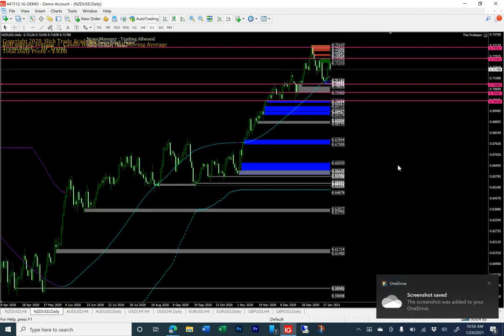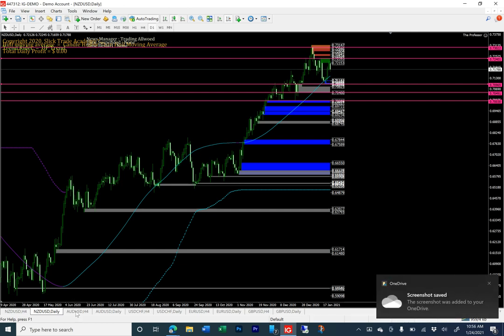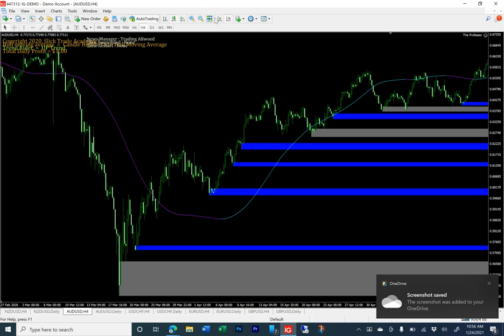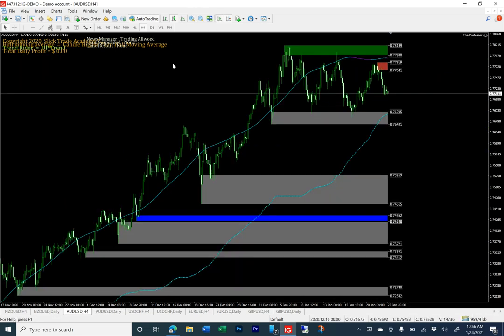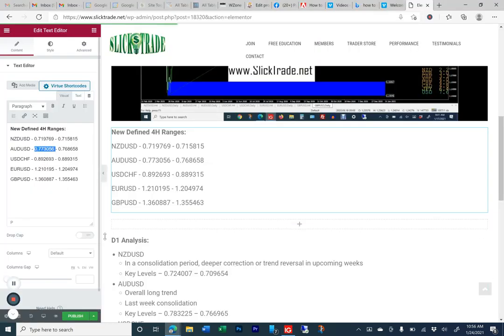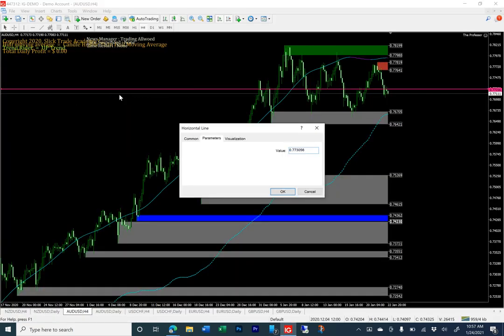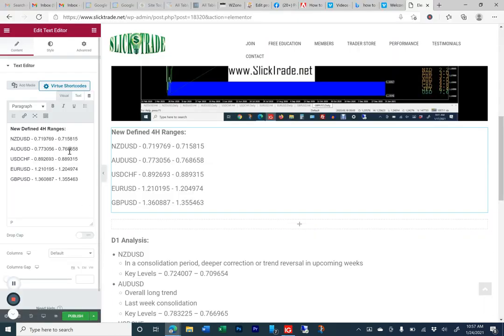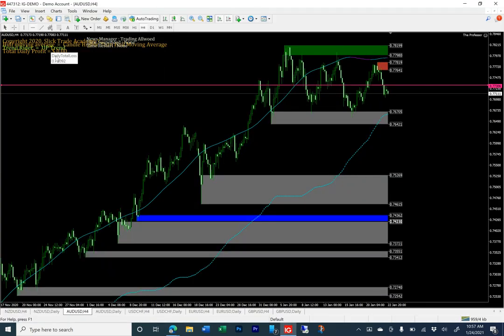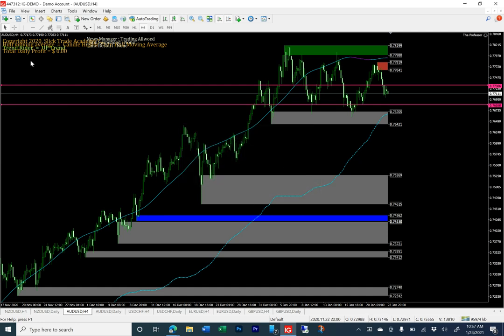And daily. The Aussie dollar. All right, so 4 hour key levels from last week. Oh, that was weird. Those were our levels from last week.